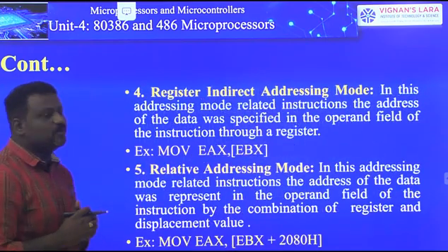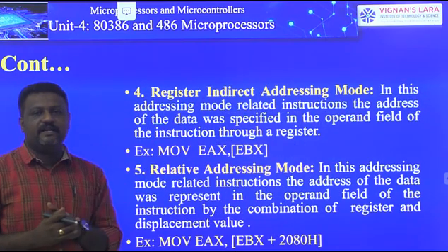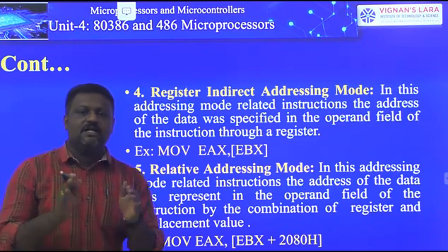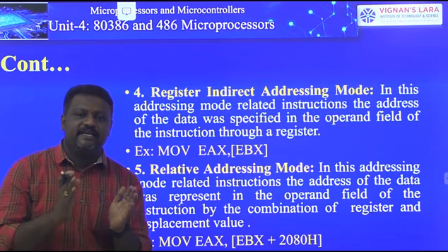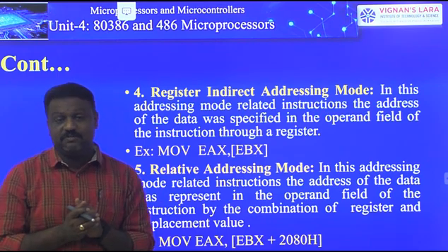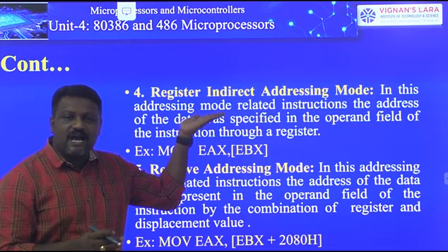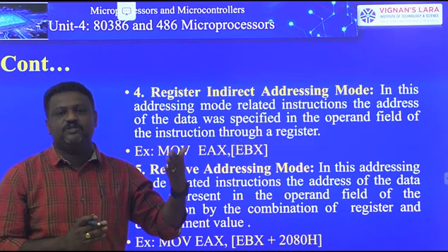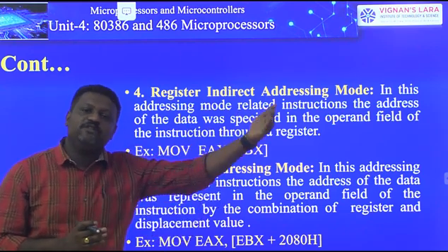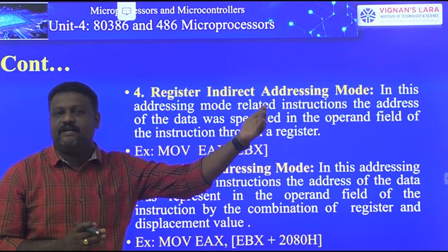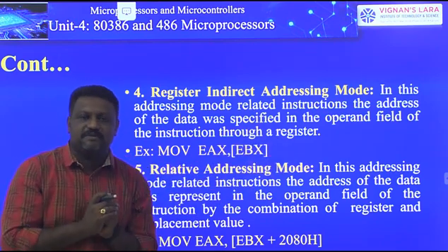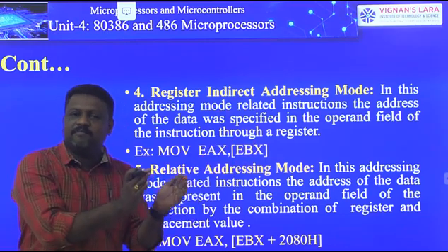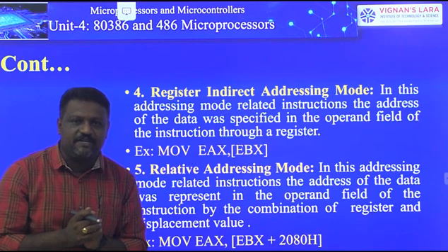And coming to the fourth one, which is register indirect addressing mode. In this addressing mode, related instructions, the address of the data is represented in the operand field of the instruction through a register. I think this addressing mode is a combination of the previous two. What are the previous two? The previous one is register addressing mode, and before that we discussed direct addressing. In direct addressing mode, the address of a data we represent in the instruction operand field. In register addressing mode, first the data is stored in a register and then the register we place in the operand field of the instruction.